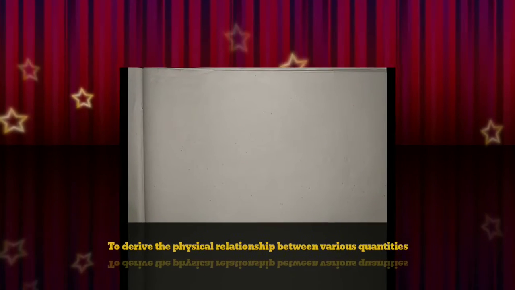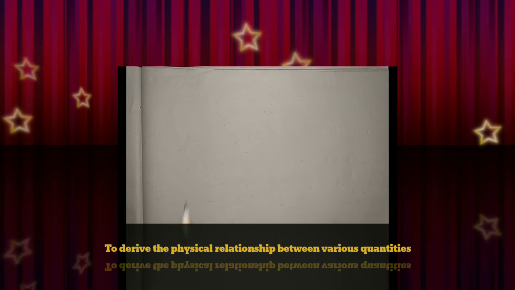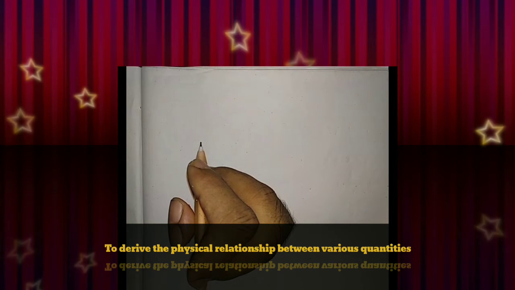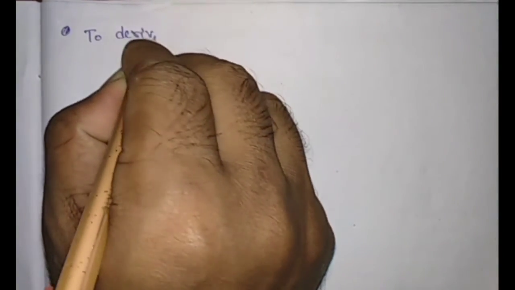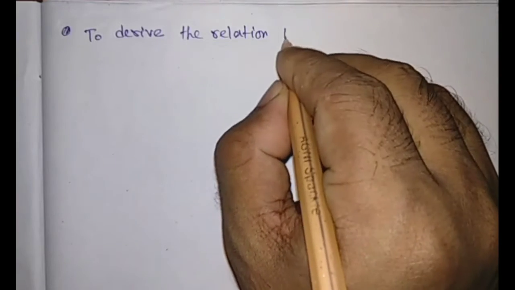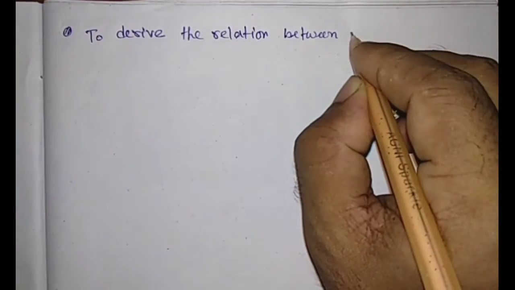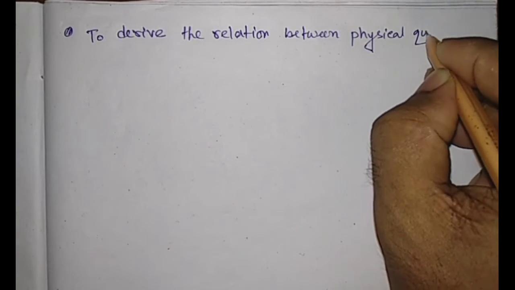In the previous lecture, we discussed how to convert a physical quantity from one system to another, and also how to check the correctness of a given physical relation. Now today we discuss how to derive the relation between physical quantities.